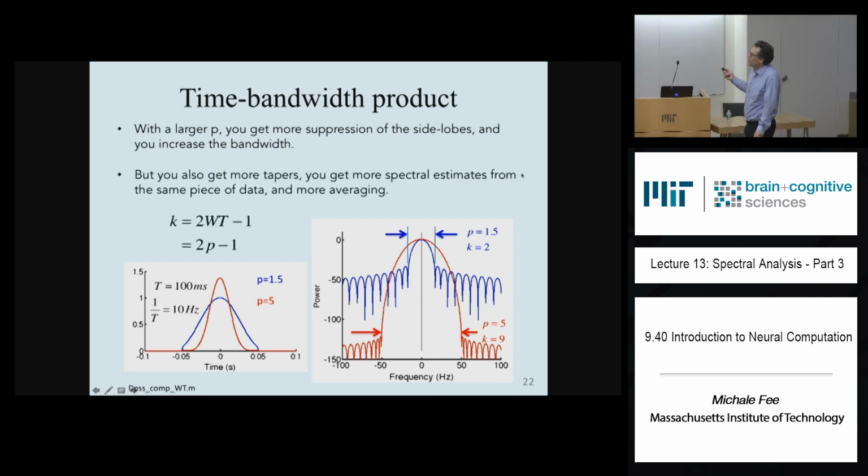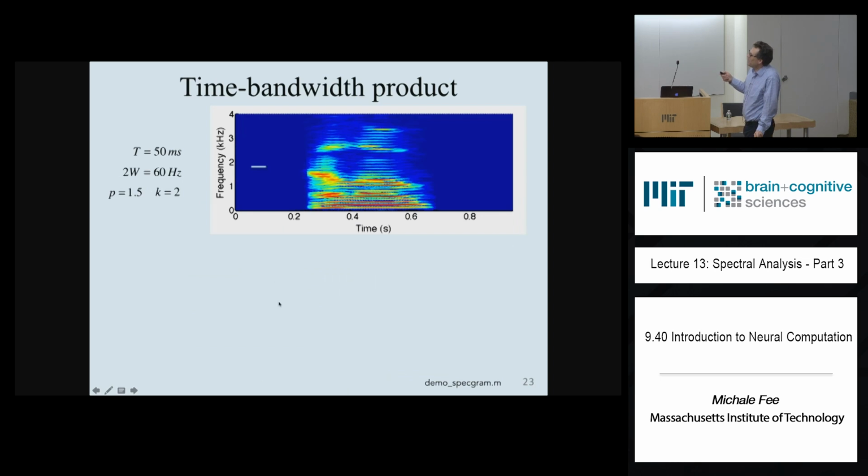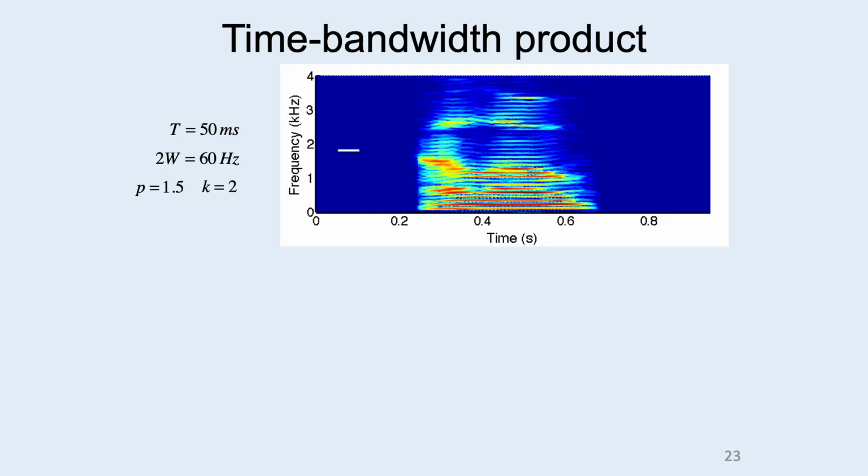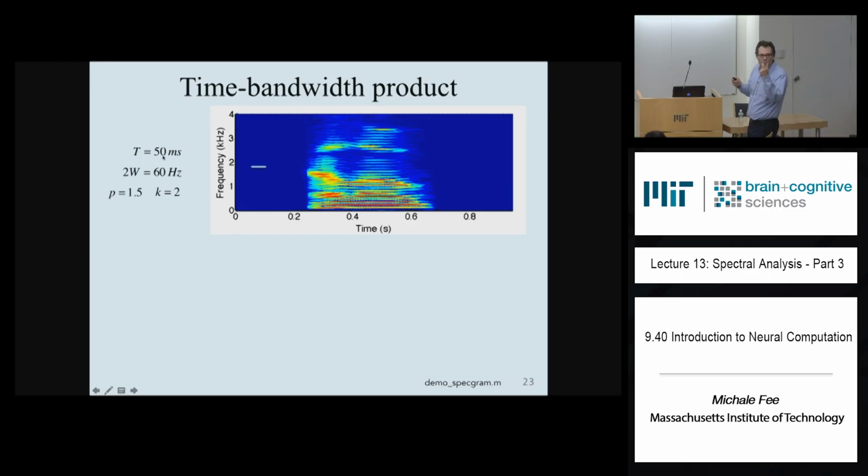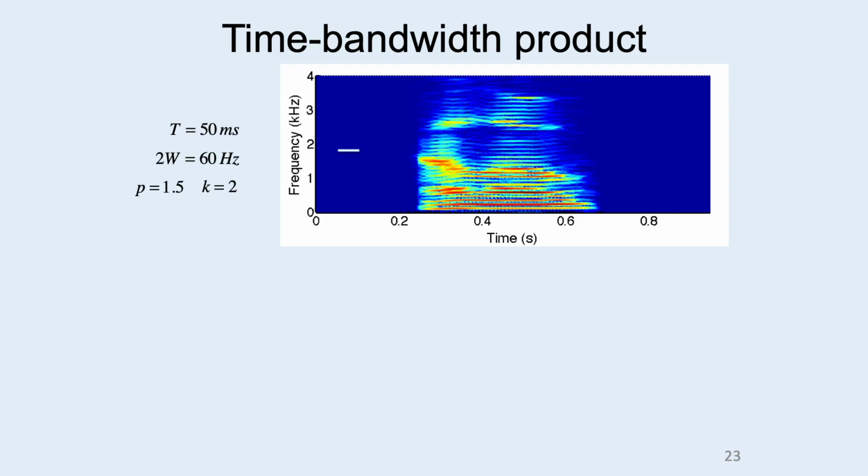So, let me just go back to this example right here. I took the speech signal that I just showed you, that was recorded on the microphone. I chose a time window of 50 milliseconds, so I broke the speech signal down into little 50 millisecond chunks. I chose a bandwidth of 60 hertz. That corresponds to p equals 1.5 and k equals 2. That gives me back a bunch of these little functions, and I computed this spectrogram.